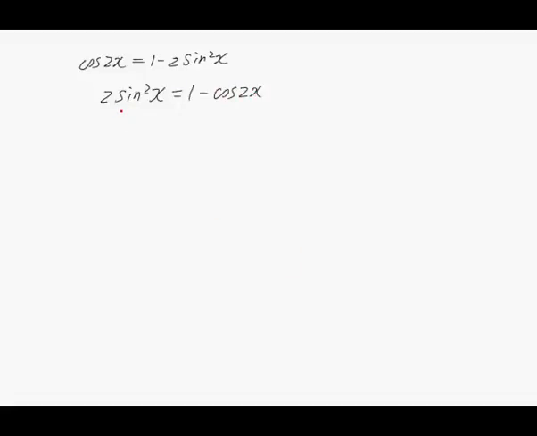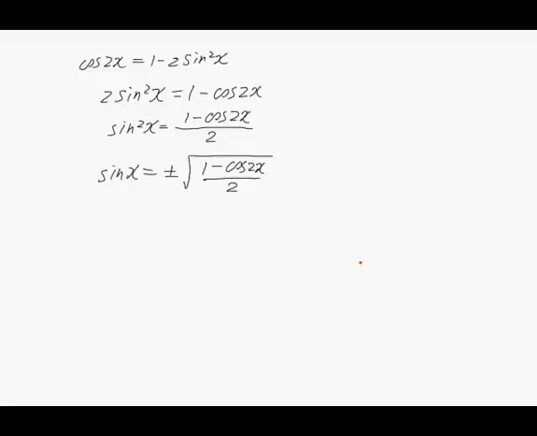Then we divide both sides by 2. We have sine square x equal to 1 minus cosine 2x over 2. Okay. Now let's take the square root of both sides. Then we have sine x equal to plus minus the square root of 1 minus cosine of 2x divided by 2.